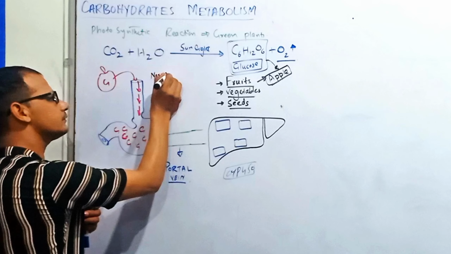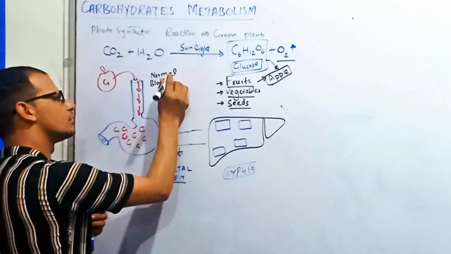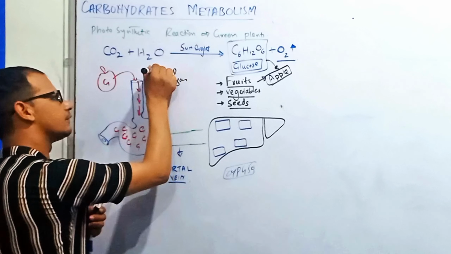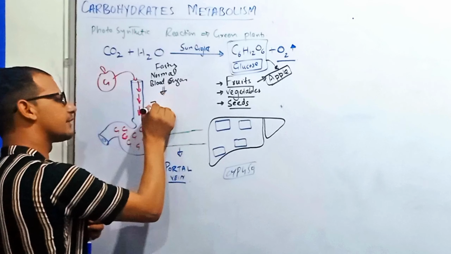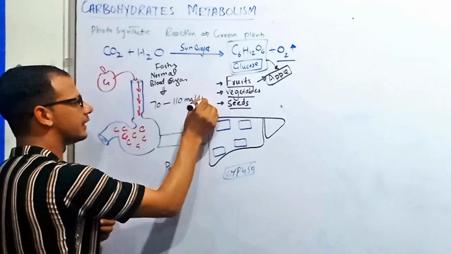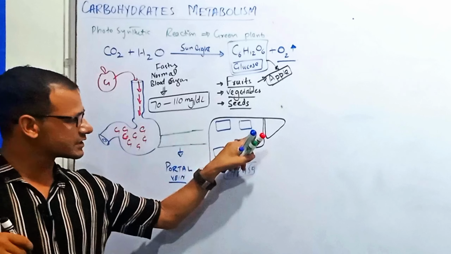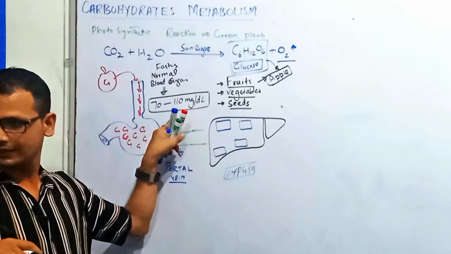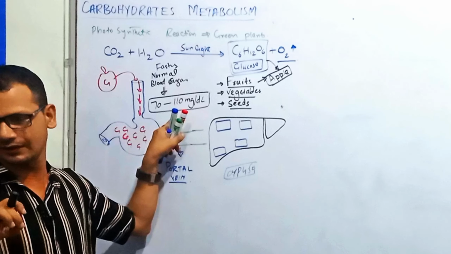Normal blood sugar in fasting state will be from 70 to 110 mg per dl, right? So this liver is responsible for maintaining this sugar level constant in blood.